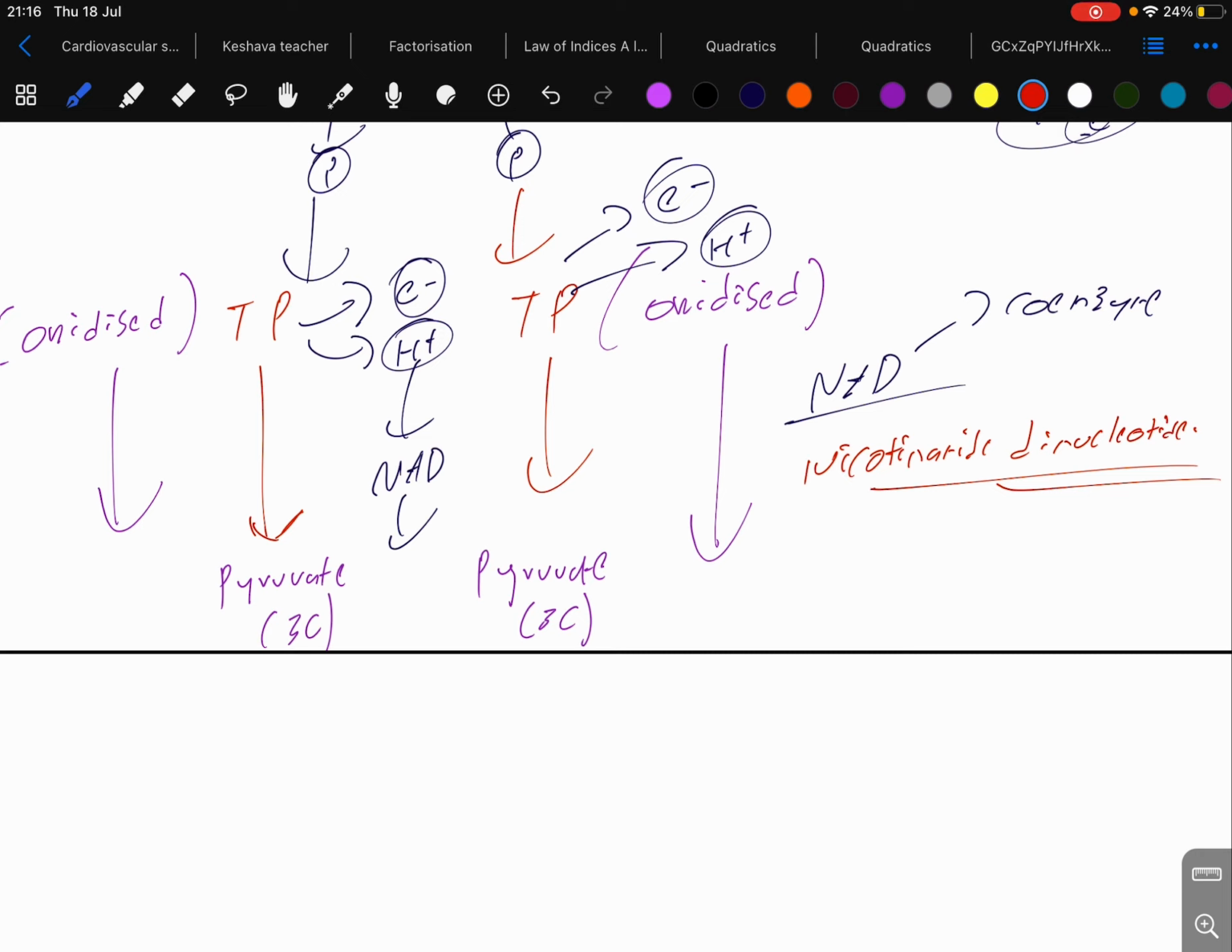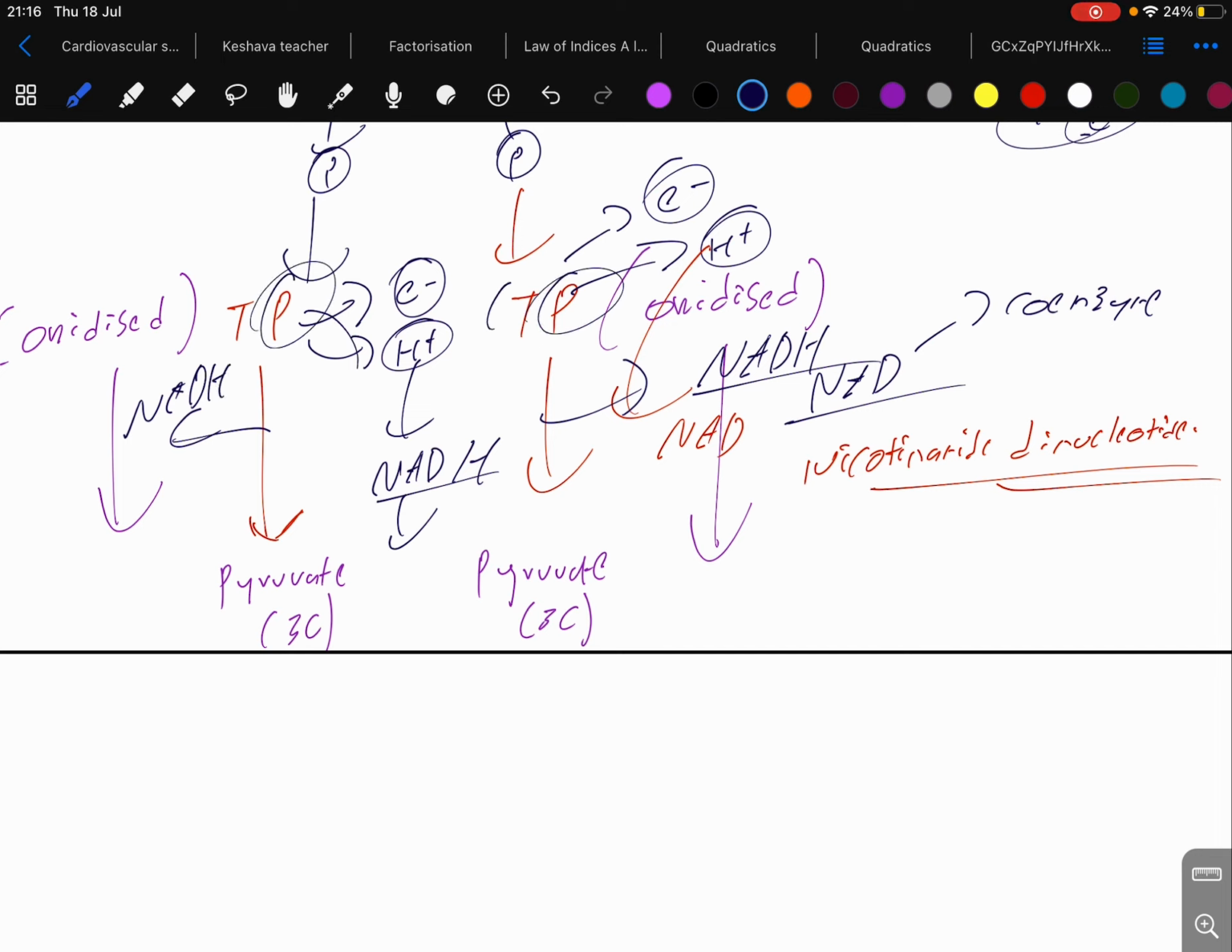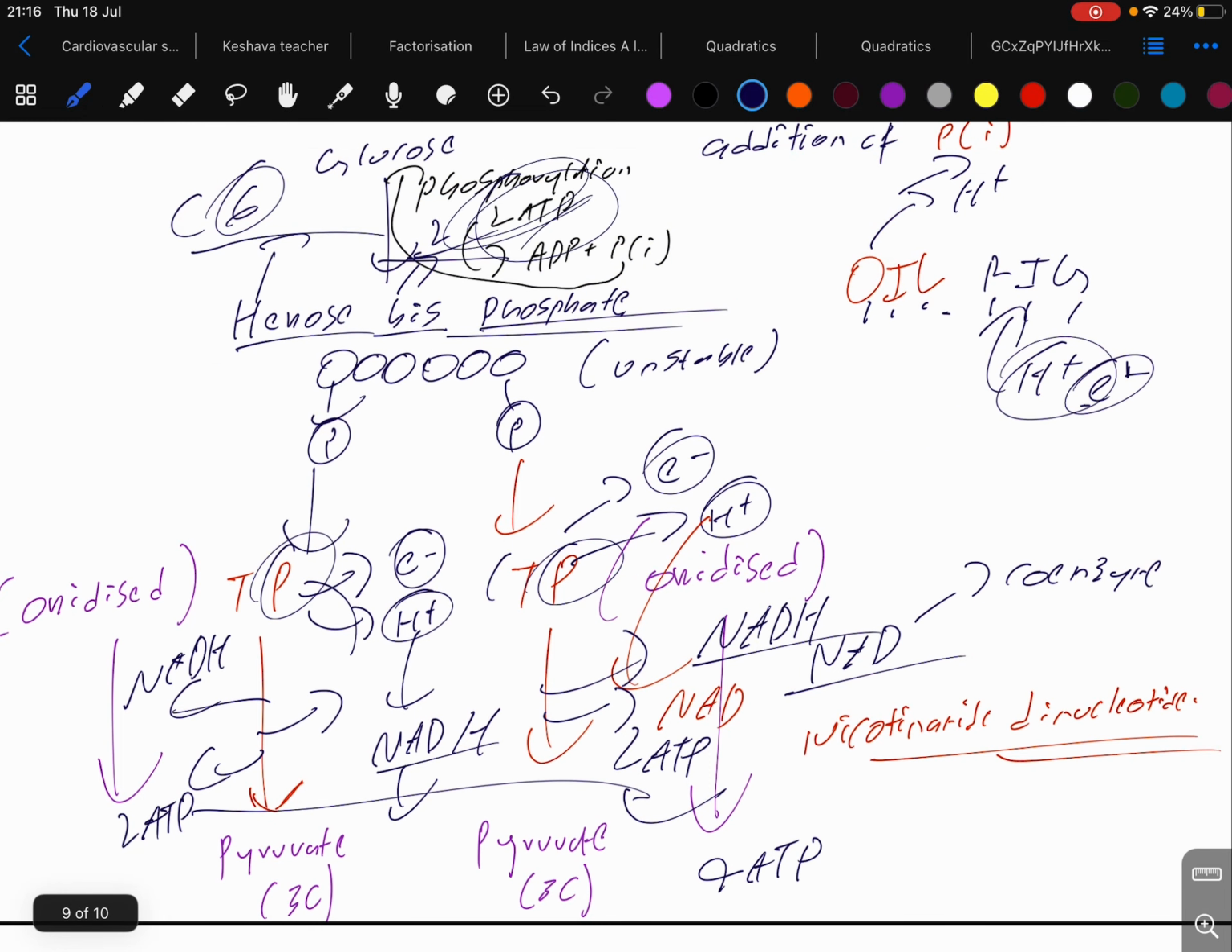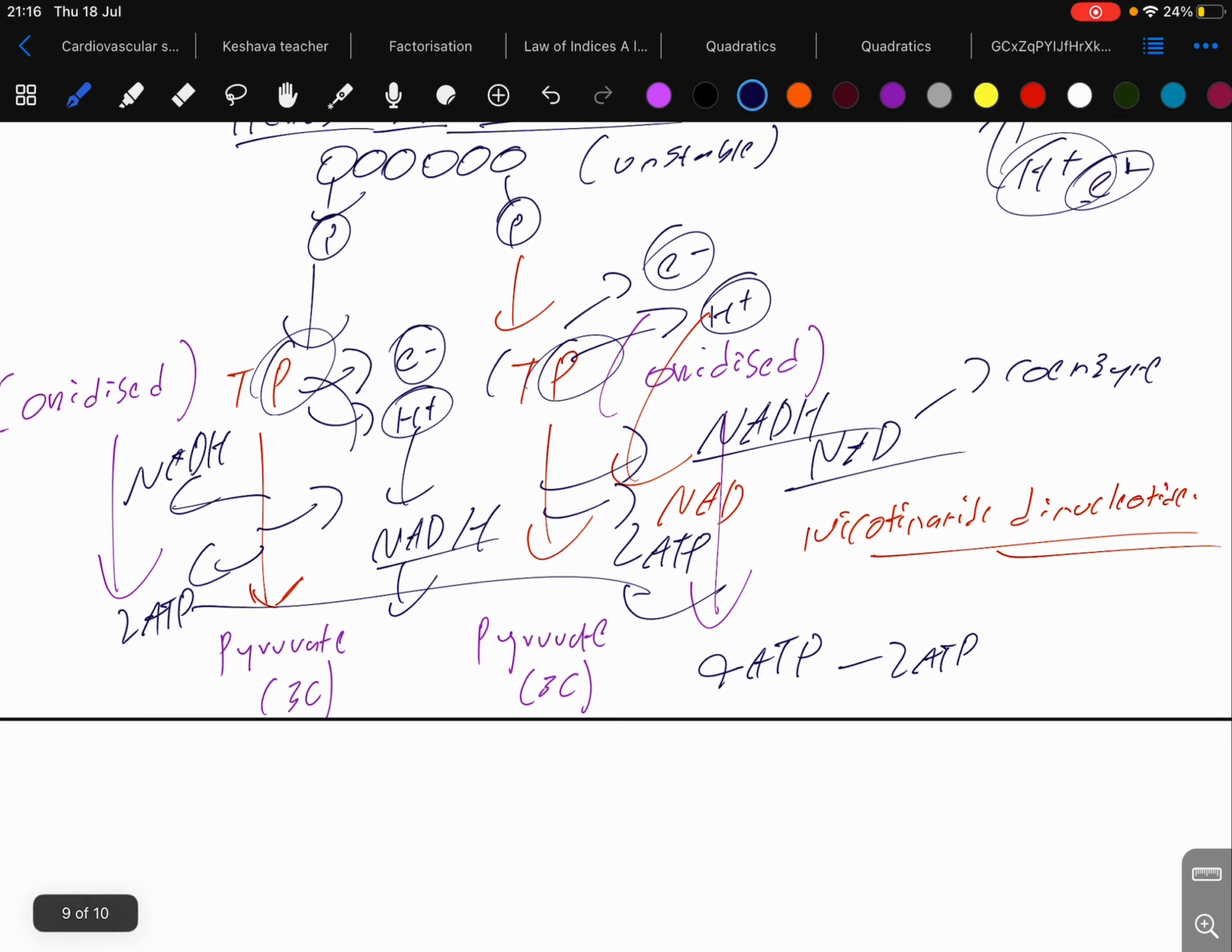So the lost electrons and hydrogen ions from triose phosphate are gained by NAD to form NADH. So NAD is reduced by these lost electrons and hydrogen to form NADH. And there is a bit of substrate level phosphorylation here. These phosphate groups are lost and added to ADP molecules to form 2 ATP molecules on both sides. So it's a total of 4 ATP that are gained. But we already used 2 ATP molecules here. So the net gain is only 2 ATP molecules from the process of glycolysis.